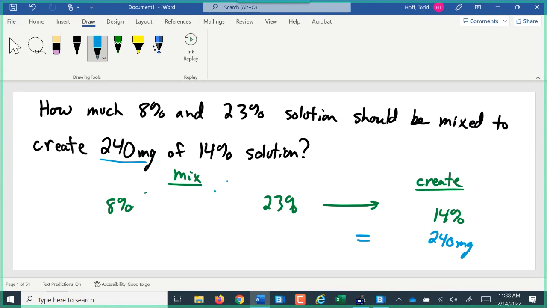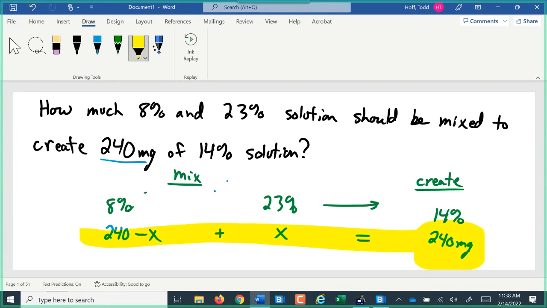I have to pick one of the other two amounts to be x, and the other one will be the total, 240 minus x. And if I add those together, we'll see that those do add up to the 240 milligram total.